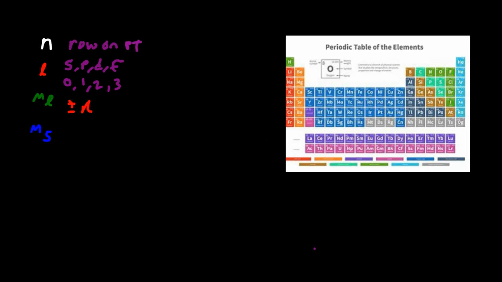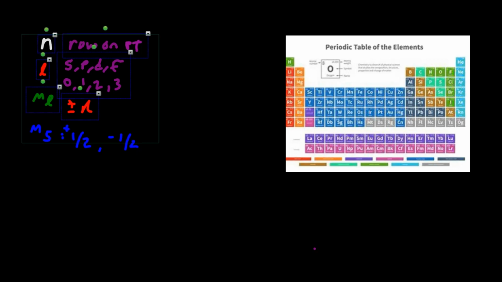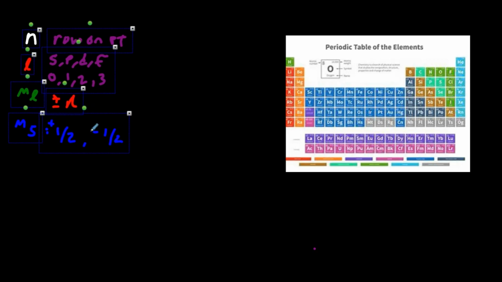And then our ms value can take on 2 forms: positive 1/2 or negative 1/2. This is just the spin of the electron. In which direction is the spin? And the way to tell that is by drawing an orbital diagram. So let me clear all of this and let me show you how to draw an orbital diagram.